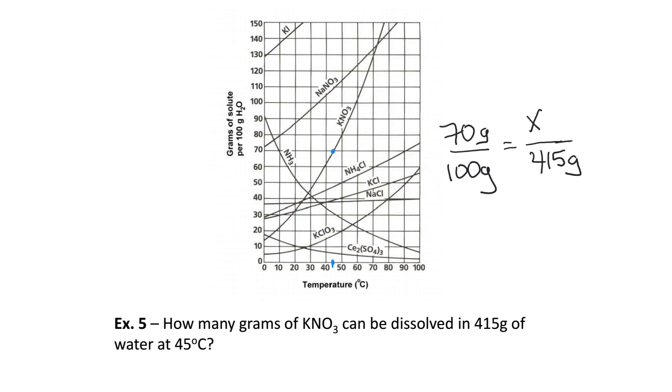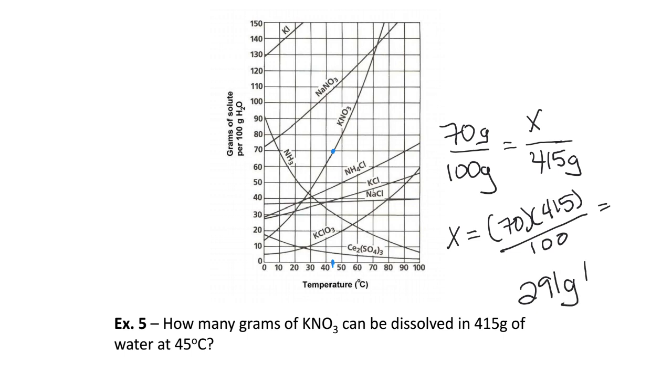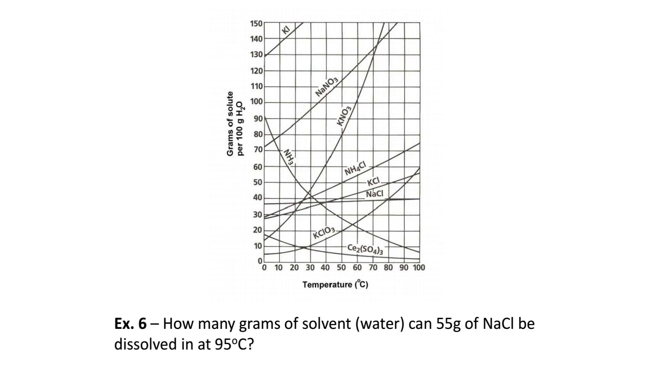Okay, so now X equals 70 times 415 divided by 100, which is equal to 290.5 or 291 grams of KNO3. Okay, let's try one more. Okay, this one's a little different.